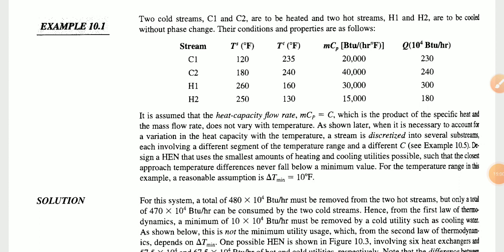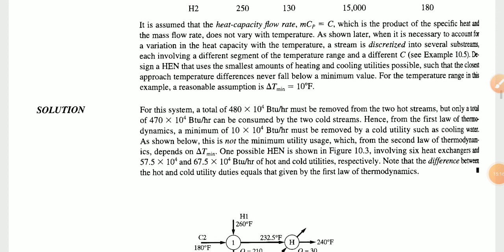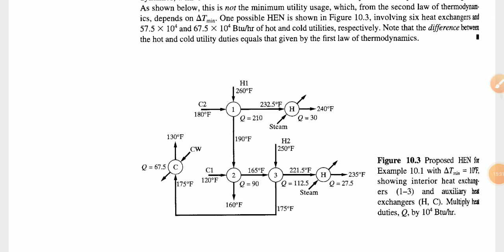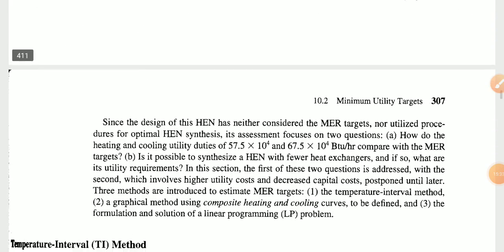The design of a heat exchanger networking uses the smallest amount of heating and cooling. The possibilities of closest approach temperature, this one. Okay, the minimum temperature difference delta T minimum is equal to 10 Fahrenheit. Okay, the data is 480 × 10^4 and 470 × 10^4. And delta T minimum we have taken as 10 Fahrenheit, right, and the 6 heat exchangers on this basis, simply on the basis of temperature.